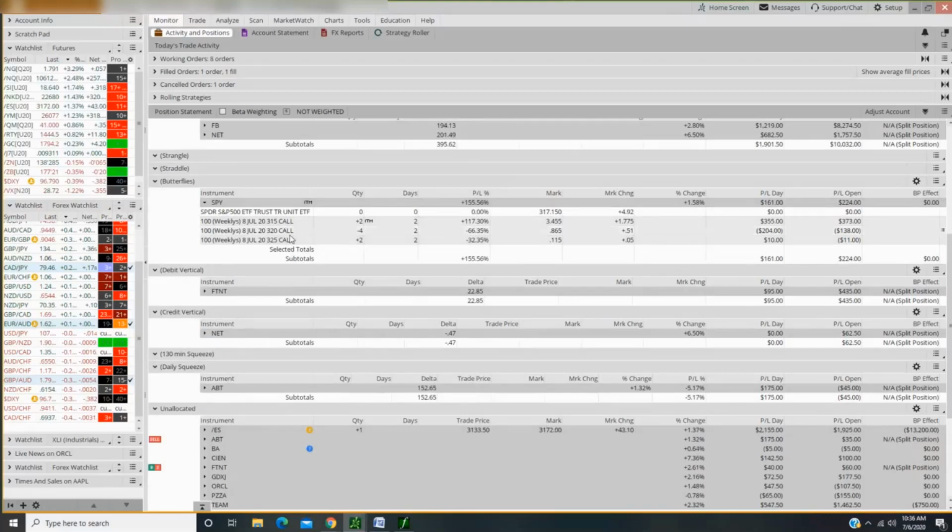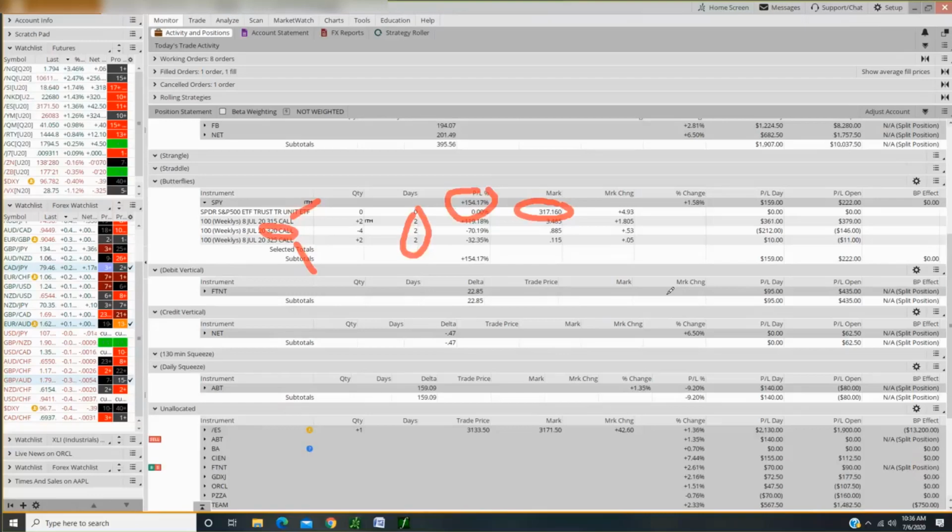Okay, so the way the butterfly works is we bought. We wanted to pin the 320. 315 is pretty close. Pretty close. We're at 158%. 2 days left.